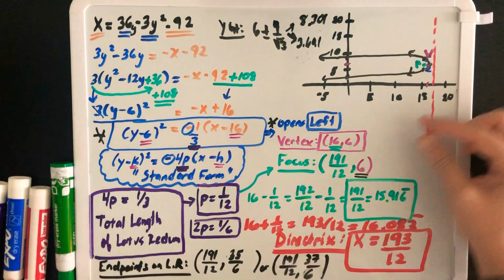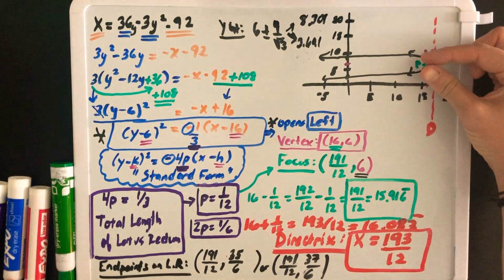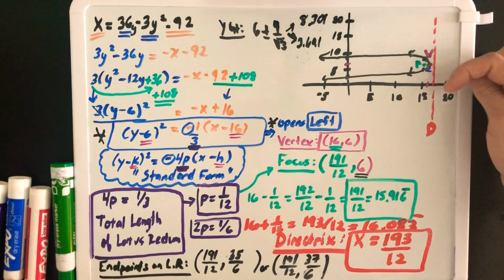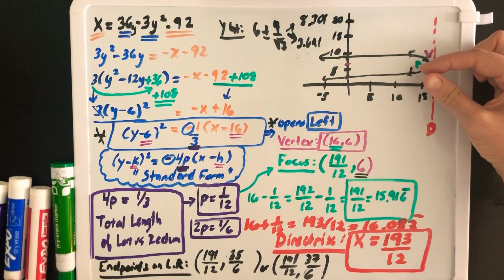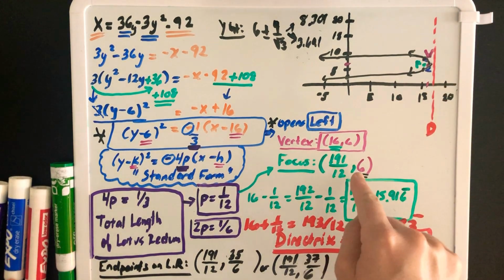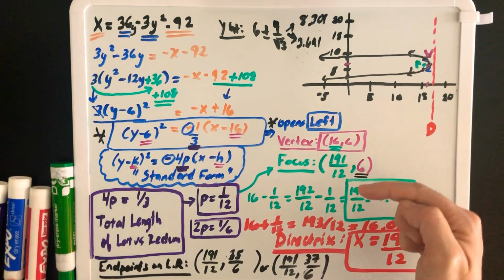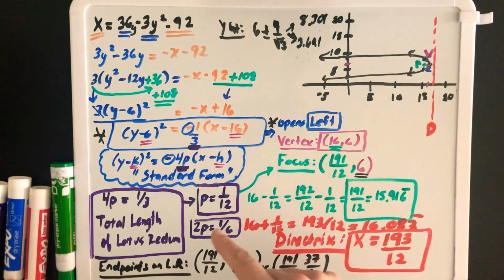Again, the length of the latus rectum is the length of the line segment that cuts through the focus and is parallel to the directrix. So if the total length of that is 4p, you had to go 2p up and 2p down from the focus. So that's why I started at that y value of 6. I went up 2p and down 2p. Here 2p had to be 1/6 if p was 1/12.